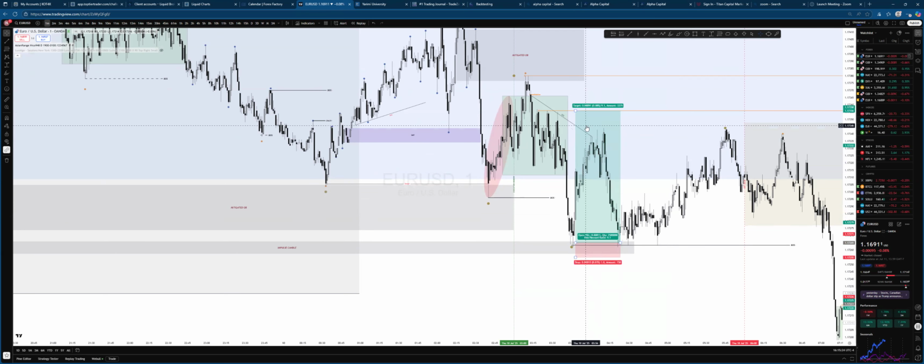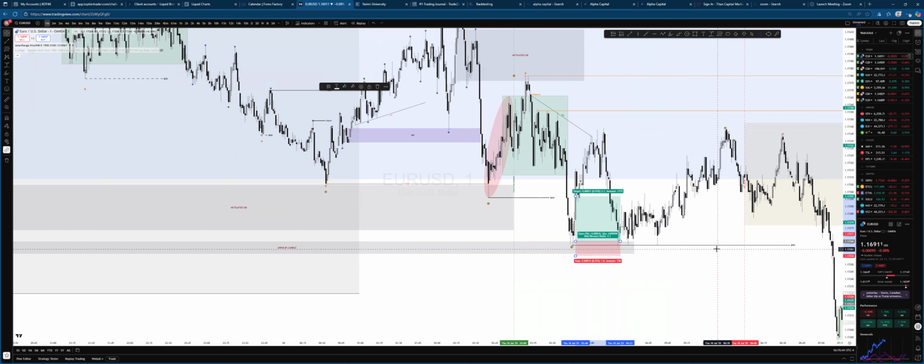Had I focused, this was me outside of my discipline. Had I focused on my 1 to 3, guys, would it not have hit my TP quickly? This is a 1 to 3, covering the zone with a 1 pip stop loss. I would have hit my TP already.